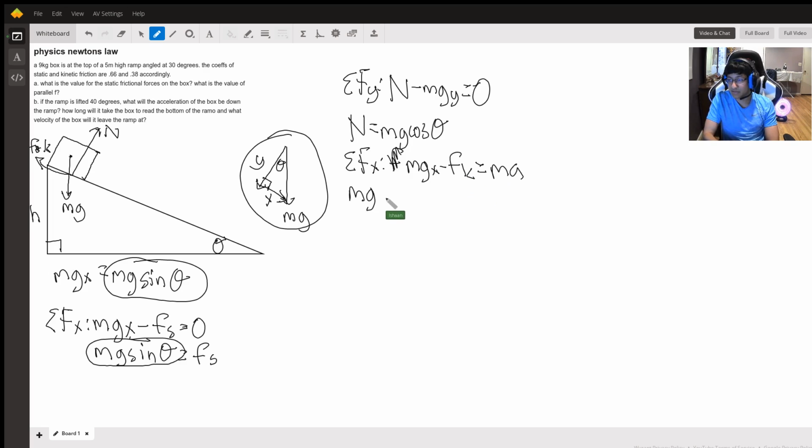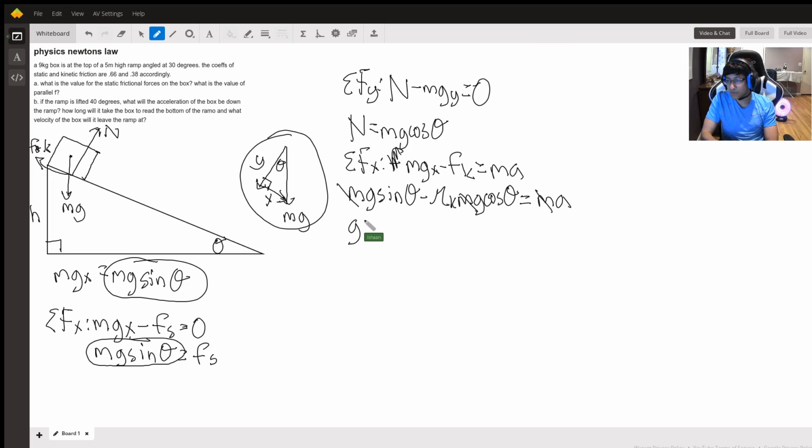So our mg_x is just going to be mg sine theta again. Then our f_k is going to be our mu_k times our normal force. So mu_k mg cos theta. We already found our normal force with our y direction, and that whole thing's ma. We can cancel out our m's since every term has an m.